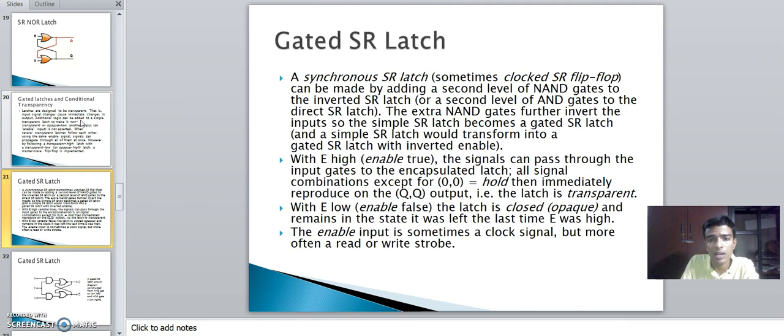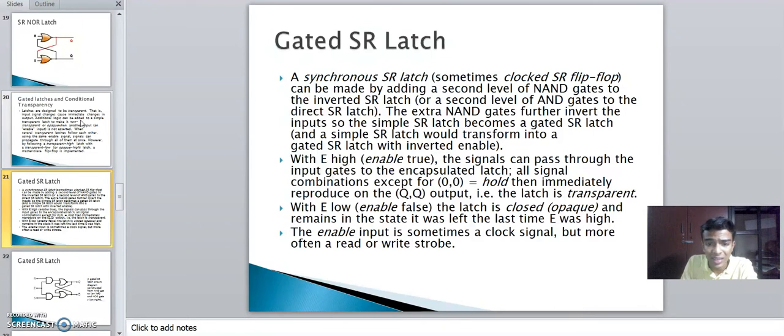The gated SR latch. A synchronous SR latch, sometimes called a clocked SR flip-flop, can be made by adding a second level of NAND gates to the inverted SR latch, or a second level of AND gates to the direct SR latch. The extra NAND gates further invert the inputs, so the simple SR latch becomes a gated SR latch, and a simple SR latch would transform into a gated SR latch with inverted enable.